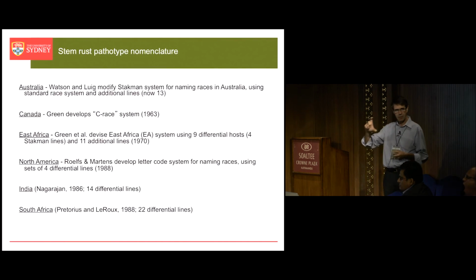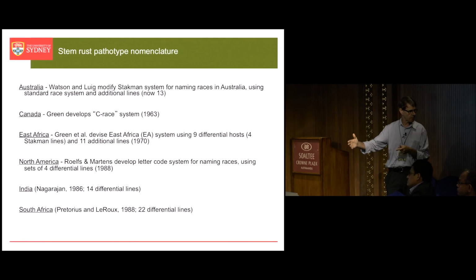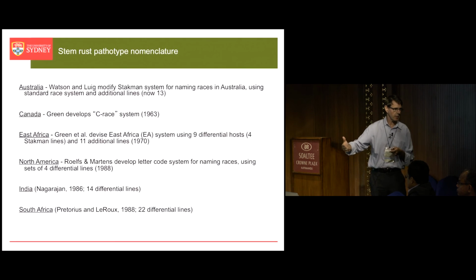So we use a modified system that was developed in America many, many years ago. We have those standard differentials that Stakeman used, but in addition to that, we've added 13 Australian differential genotypes. It's an open-ended system, so if a new resistance gene is deployed in a variety, then we will add that to the end of that set. We're up to 13 now.